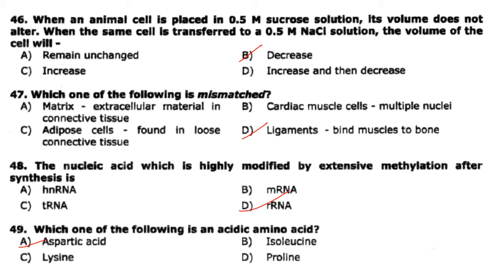So coming to the next question, when an animal cell is placed in 0.5 molar sucrose solution, its volume does not alter. When the same cell is transferred to 0.5 molar NaCl solution, the volume of the cell will. So when it was placed in 0.5 molar sucrose solution, the volume does not alter, so it is isotonic solution. But when it was placed in 0.5 molar NaCl solution, its volume will decrease. This is because when a cell is put in a higher solute concentration, the solute movement is seen from inside to outside the cell, which results in contraction of the cell.